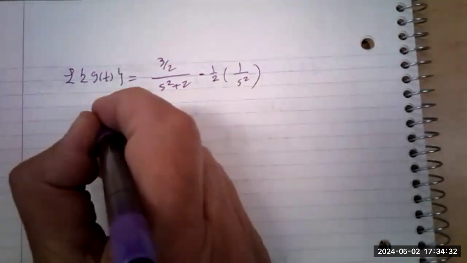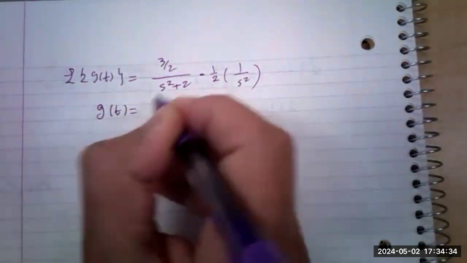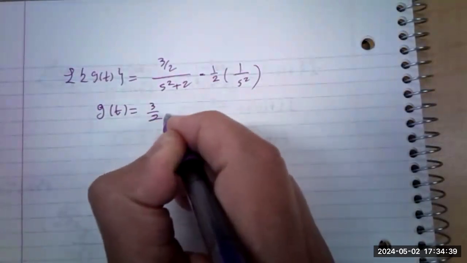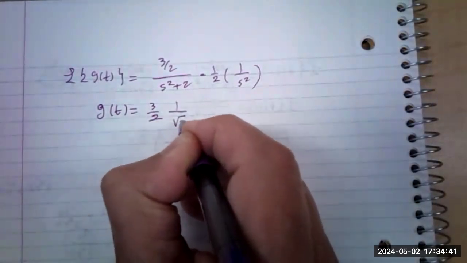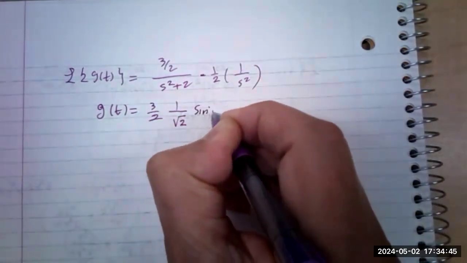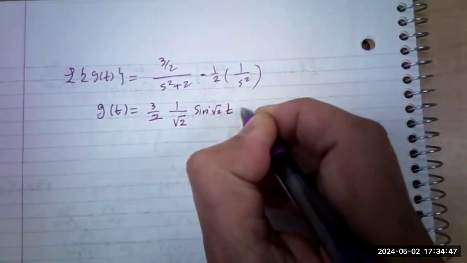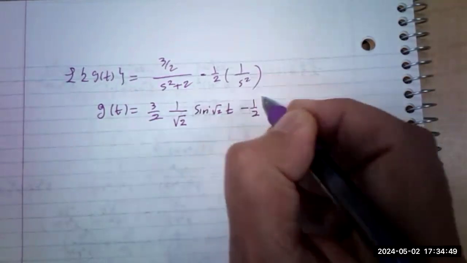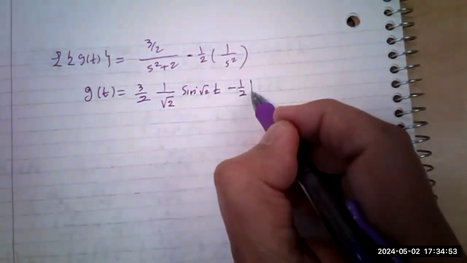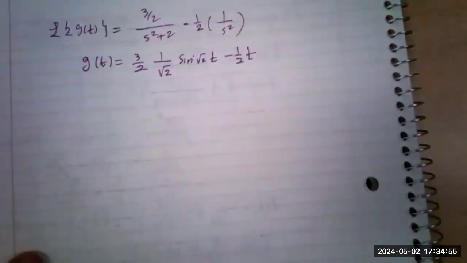So your g of t would be the Laplace inverse, and that gives you 3/2. You want to go with the sine, you need the radical 2. Okay, radical 2, the sine of radical 2 t. And this is going to be 1/2, and this is going to be the Laplace inverse of what is just t. That's it.